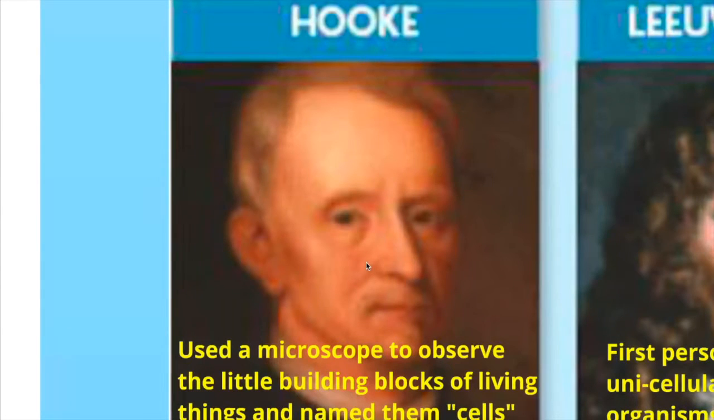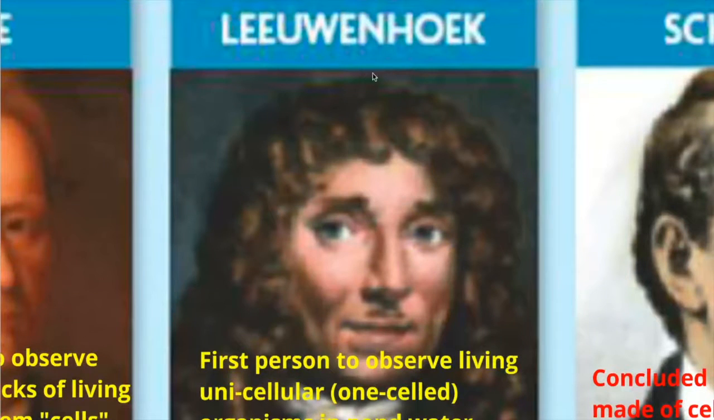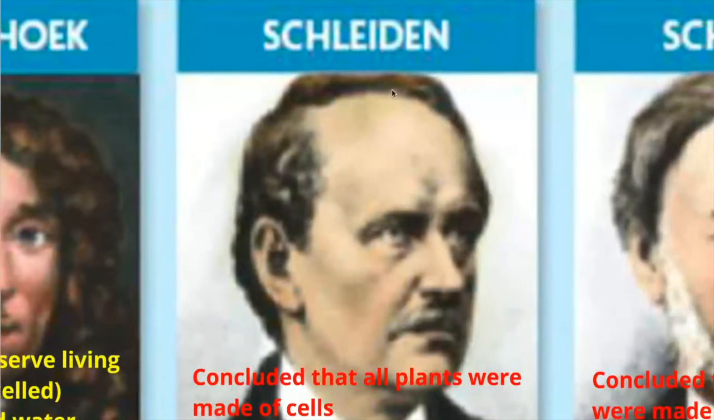He named them cells because they looked like little cubes, little compartments, and they reminded him of prison cells. So he named them cells. And then from there, a series of scientists made more discoveries based on Hooke's research. Leeuwenhoek was the first person to observe single-celled organisms. We saw those in pond water, just little cells that would move by themselves and didn't make up any larger organism. Schleiden discovered that all plants were made of cells.